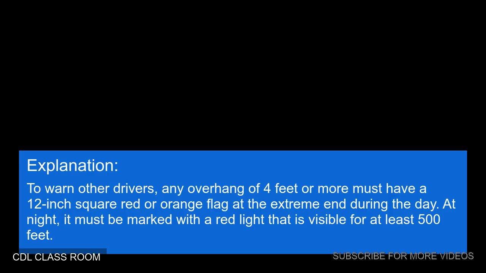Explanation. To warn other drivers, any overhang of 4 feet or more must have a 12-inch square red or orange flag at the extreme end during the day. At night, it must be marked with a red light that is visible for at least 500 feet.